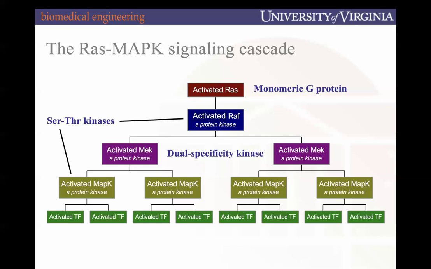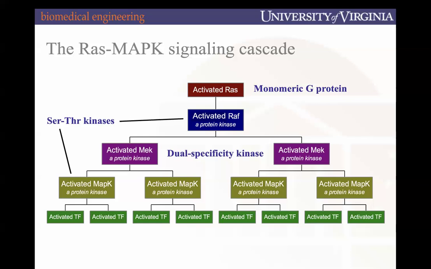And so what's important to note is that there's a larger family name that RAF exists under. It's called MAP kinase kinase kinase. It's a kinase that phosphorylates MAP kinase kinase. And that's what MEK is. MEK, in the next layer of the cascade, is a MAP kinase kinase.